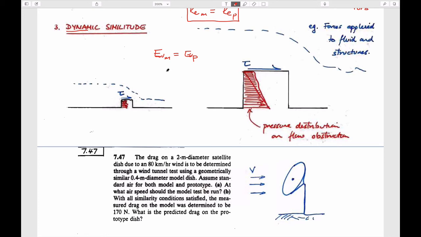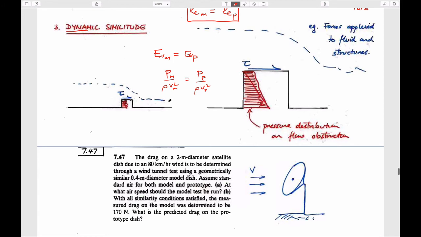Which basically means that the pressure applied on the model is equal to the pressure applied on the prototype, for whatever the velocities and the densities would be. Often the densities are the same because it's the same fluid, but not necessarily. You could be doing this, not in this particular case of the free surface, with a gas, air, and trying to scale it to a liquid.